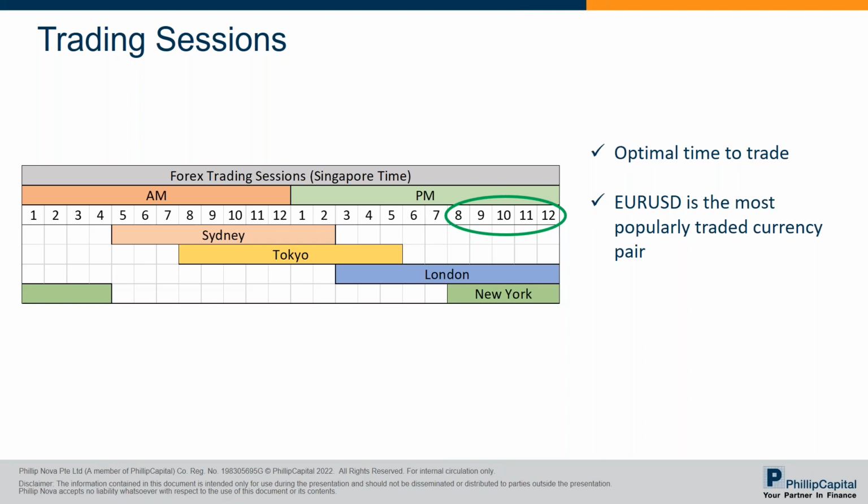This is because the Euro USD is the most popularly traded currency pair. London essentially represents the Euro, and New York represents the US. These two regions are actually the largest economic regions in the world, and therefore their currencies are also most popularly traded. So from here, we would be able to enjoy high volatility, as 70% of all trades happen during this time.